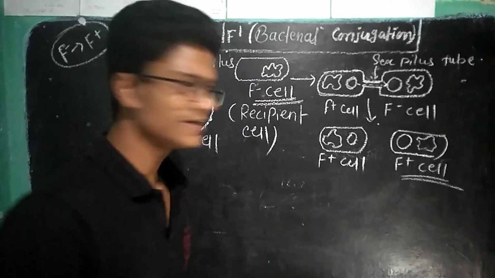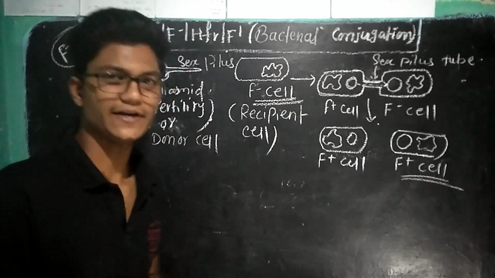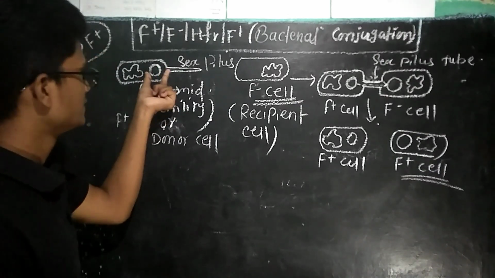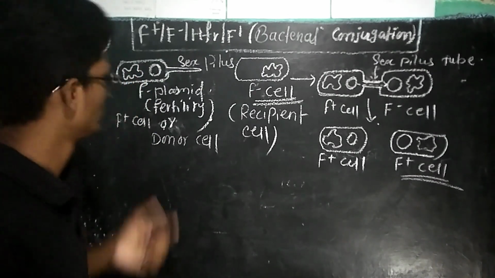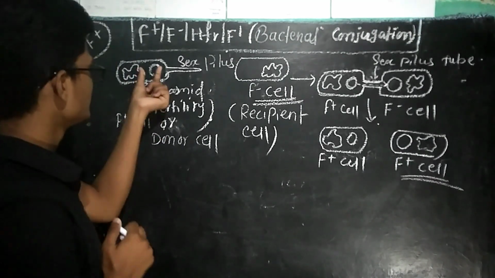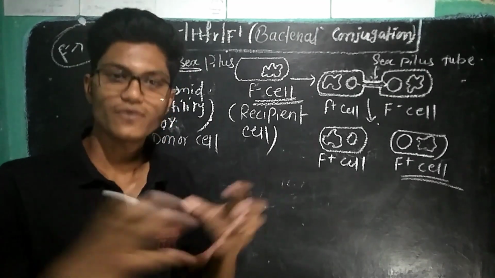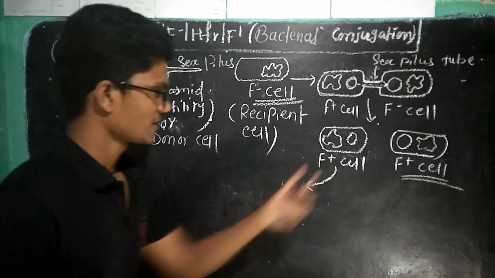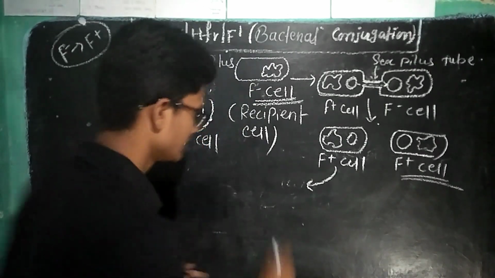But the other possibility is that in the first step the plasmid replicates independently, but this does not occur all the time. Sometimes the plasmid interacts with the bacterial chromosome and forms an integration, a complex between the two. The plasmid and bacterial chromosome come together, join together, and form a complex in the next step. Suppose this is the F plus cell containing the plasmid and bacterial chromosome. They form a complex together in the next step.